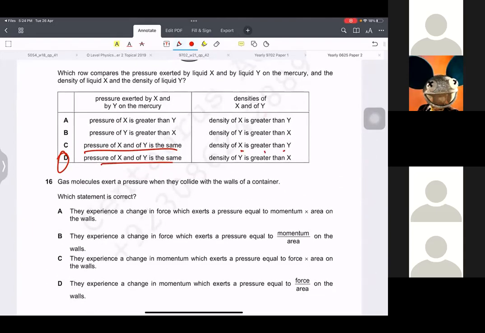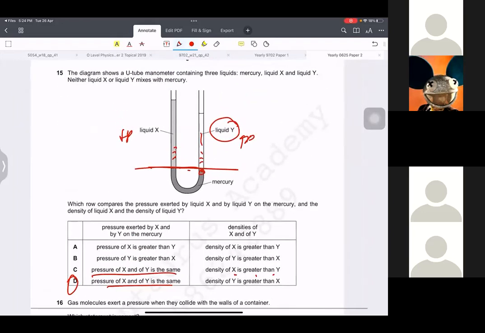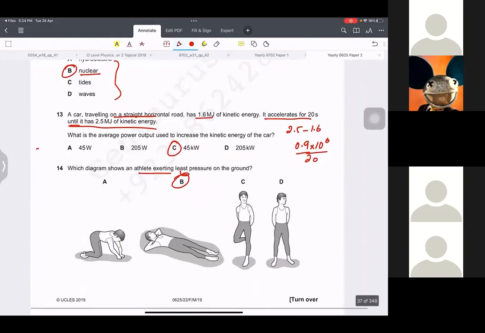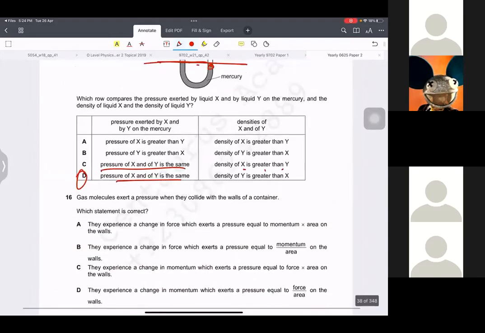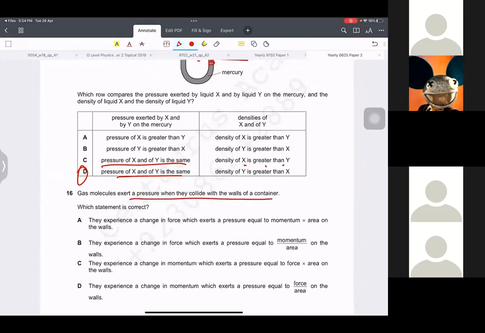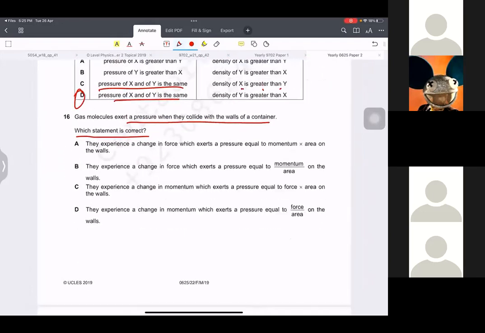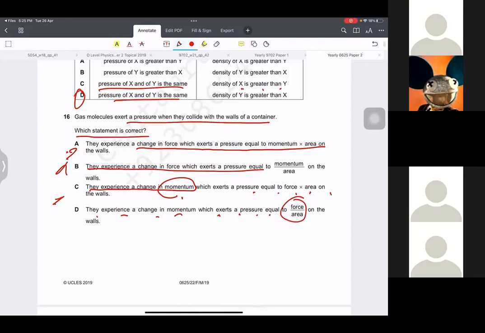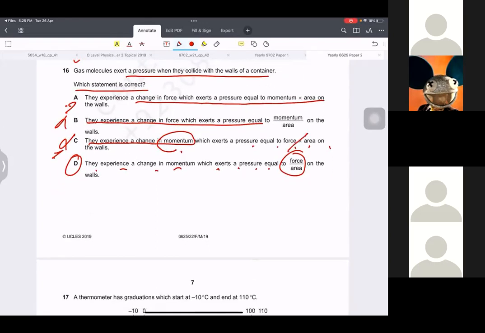15. Okay. Then gas molecules. No, no, you skipped a question. 14. Which question? This one. I did it. The greater the area, the lesser the pressure. Okay. Then 16. Gas molecules exert a pressure when they collide with walls of the container. Which statement is correct? They experience a change in force. They experience a change in momentum. This could be right, this is wrong. Pressure equals force over area. This could be correct. They experience a change in momentum, exerts force with area. Yes, this is correct. This is wrong. Force over area, not force times area.